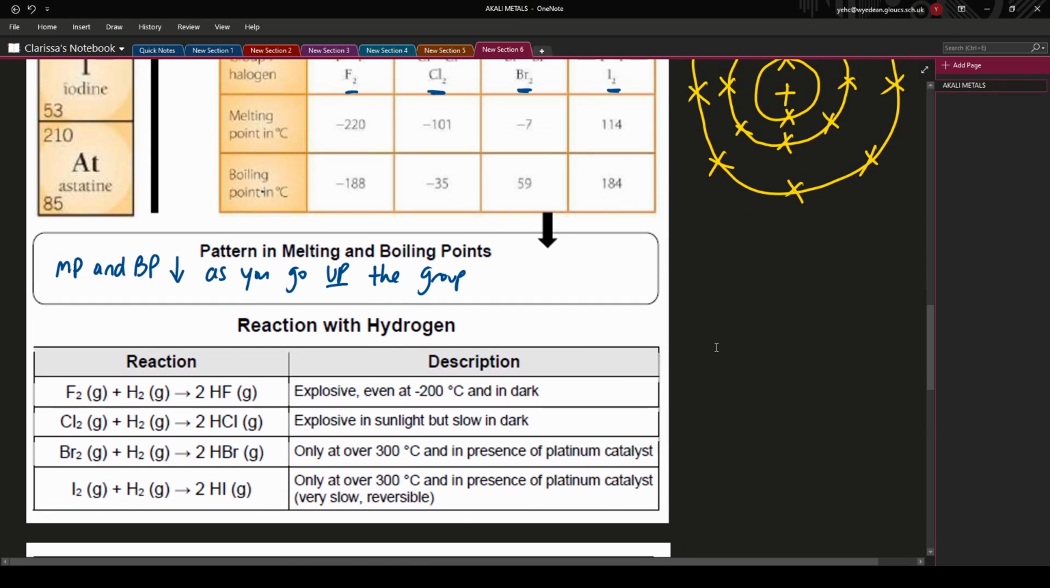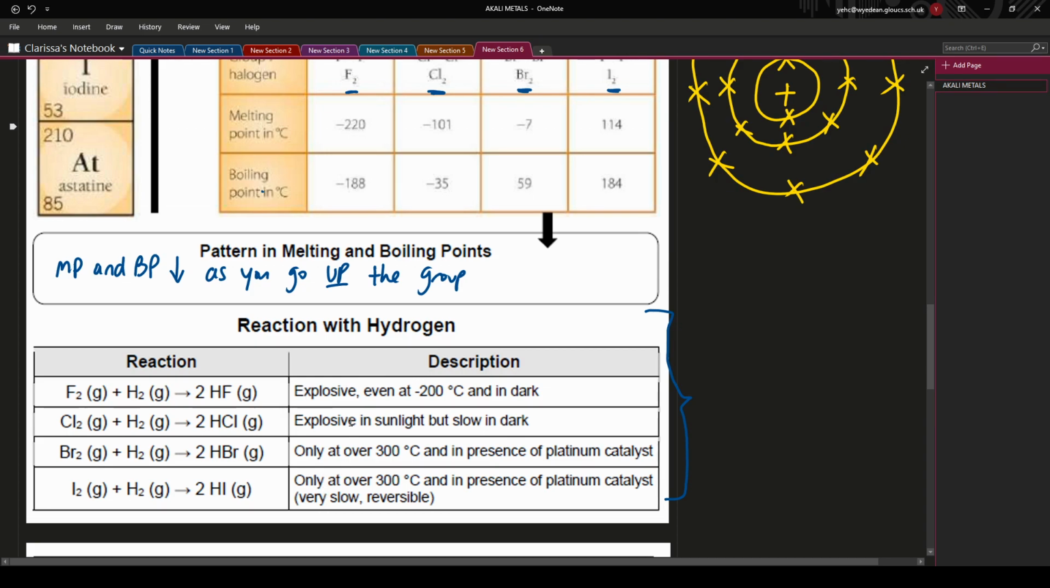Now, this table down here, you don't need to memorize it, but this is just a table of information to give you an idea behind that reactivity. This is just an example of how our halogens are going to react with hydrogen. So notice: explosive even at -200 and in dark, explosive in sunlight but slow in dark, only at over 300, only at over 300.